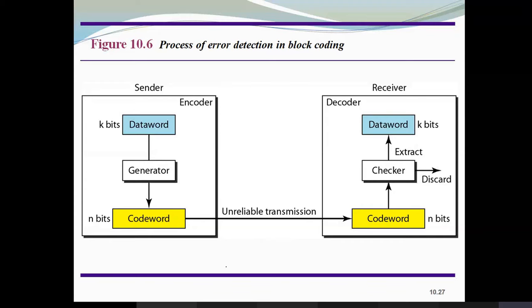You can see this is exactly similar to the previous diagram, that is encoder and decoder. It looks exactly the same, but here the procedure is explained. There is a k-bit data word that is sent to the generator. The generator adds r extra bits to that and forms the n-bit code word. The code word formed by adding the extra bits is sent to the receiver. Once it is received, it is sent to the checker. Now the checker is going to check whether there is an error or not.